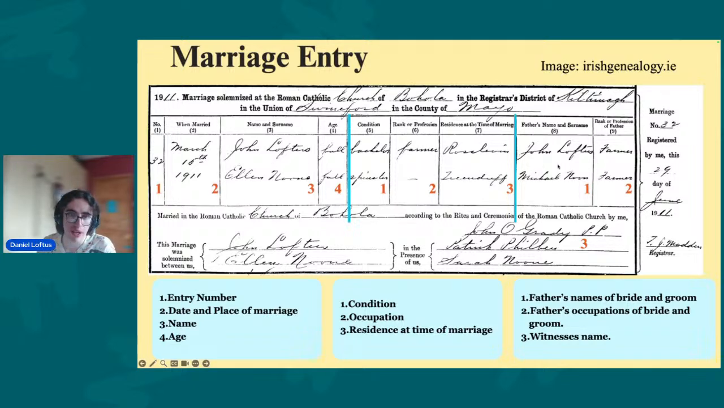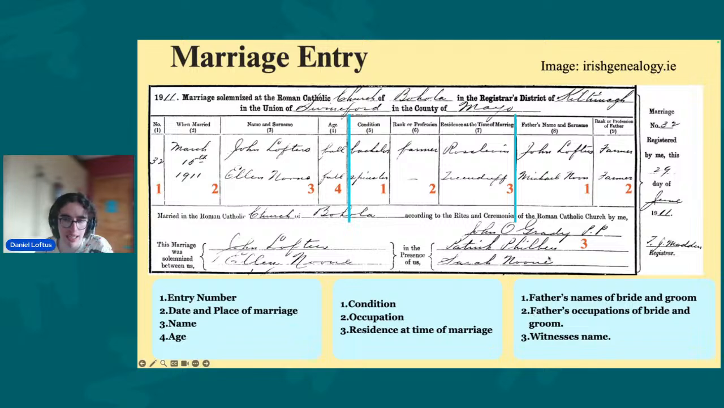Then we have the fathers' names of both John and Ellen. John's father was John Loftus, I think the third generation of John's, and he was a farmer. And Ellen's father was Michael Noon, and he was also a farmer. Then down here, we can see this marriage was solemnized between us. So it writes the names, John Loftus and Ellen Noon, in the presence of us, Patrick Philbin and Sarah Noon. Now, the number 3 I have there is the witnesses' names.